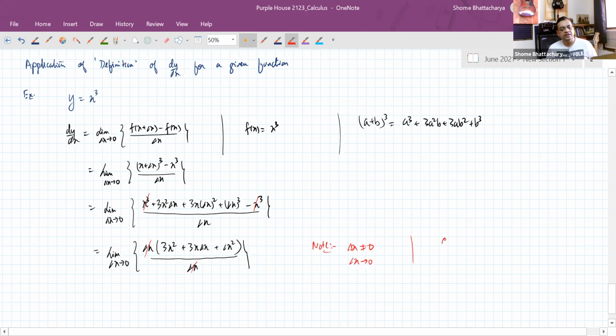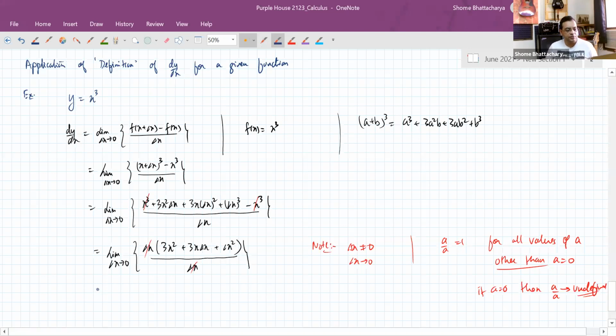Okay. So understand that a by a can be written as 1 for all values of a other than a equal to 0. If a is equal to 0, then a by a is undefined. So that's why I said that it's important to understand here that delta x tends to 0 means that it's not equal to 0. It's almost equal to 0, but it's not exactly equal to 0.